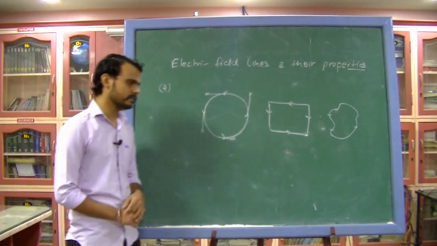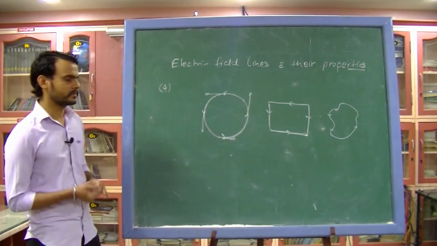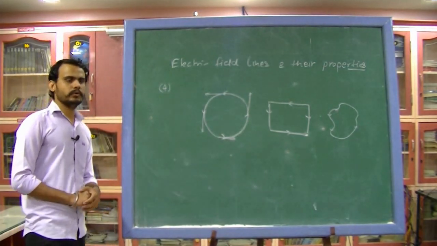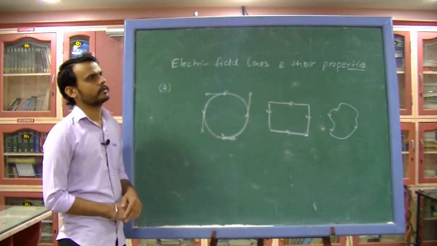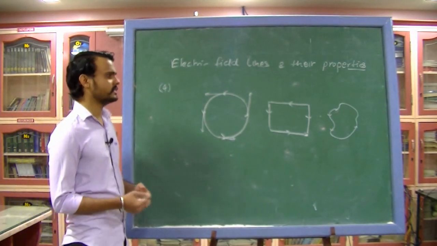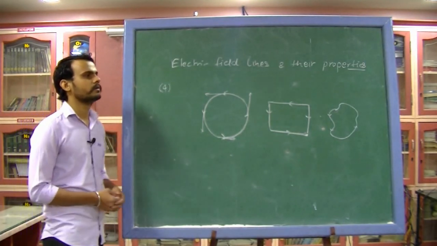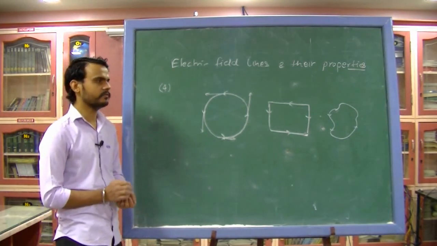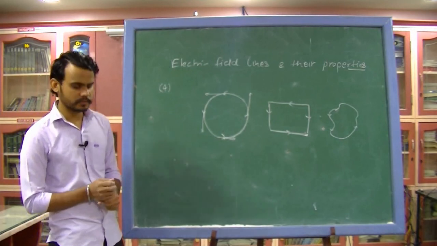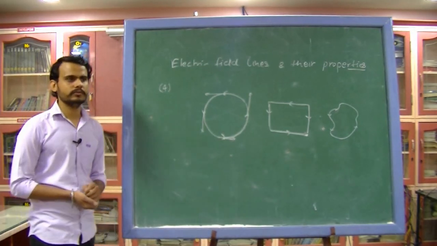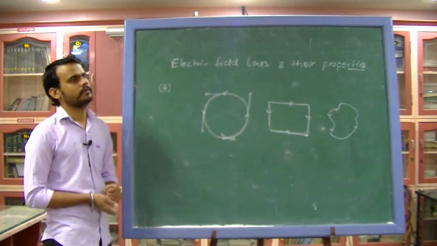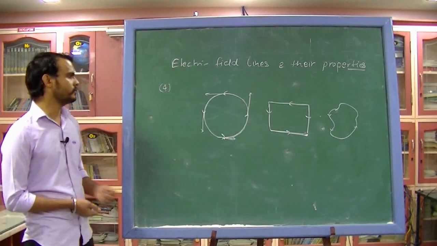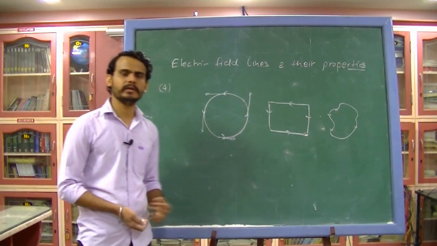So you can write the explanation why electric field lines do not make a closed loop. Electric field lines do not make a closed loop because electric force is a conservative force, and for a conservative force, the work done in a closed loop should be 0. So this is the fourth property of electric field lines, which is that electric field lines do not make a closed loop.